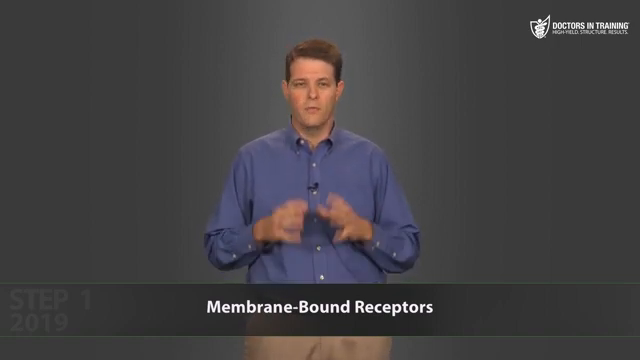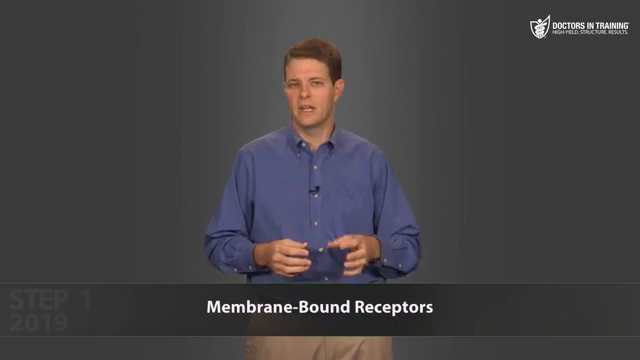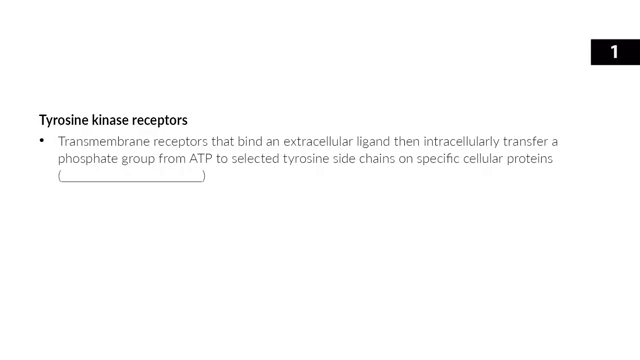Now, we're going to talk about the G protein receptors in detail in the Pharm Basics section of the course. But for now, let's focus on the tyrosine kinase receptors. Take a look in your study guide. Tyrosine kinase receptors are transmembrane receptors that bind to some extracellular ligand, and then on the part of the receptor that's inside the cell, they transfer phosphate groups to selected tyrosine side chains on specific cellular proteins.